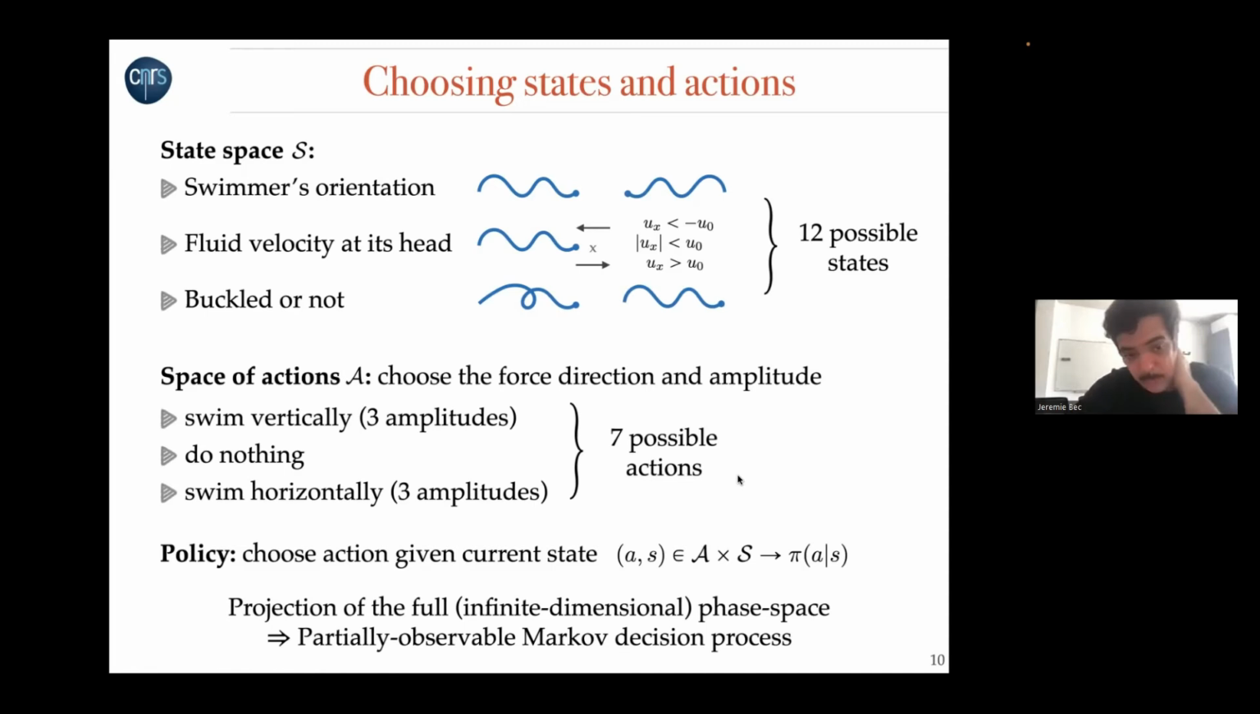And now the game that we want to play is to find some possibly optimal policy, which will correspond to choosing an action given the current state. This can be seen, for instance, as the probability of choosing the action A given the state S. So we want to find this kind of policy. In the case where we have a deterministic policy, this pi of A will be a delta function centered on a given value of A for each S. Since we have super simplified the configuration of the swimmer to only 12 possible states, we have highly projected the full phase space, which is infinite dimensional.